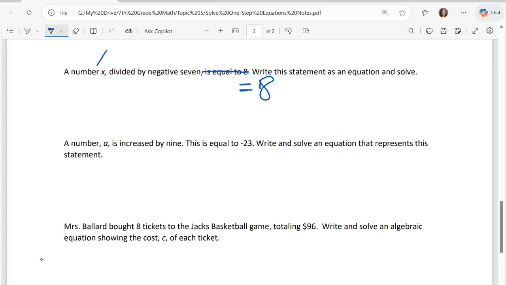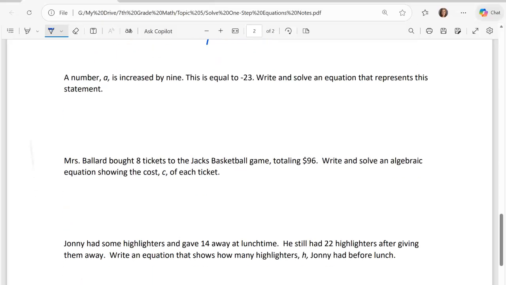A number x, okay, x divided by, well, that's division, negative 7. However, we don't write division in 7th grade like that. We show division in 7th grade as a fraction. So we would actually write it like this: x over negative 7 is equal to 8. And then hopefully you would know the steps to solve those. Let's go to the next one.